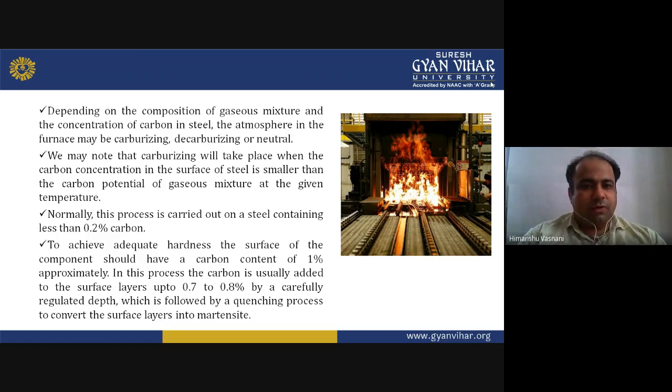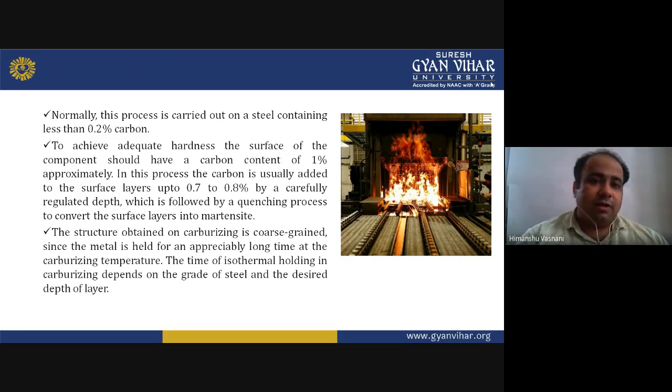To achieve such hardness, the surface of the component should have a carbon content of 1%. The carbon is usually added to the surface layers up to 0.7 to 0.8% by a carefully regulated depth, followed by a quenching process to convert the surface layers into martensite. In this way they go through the whole process, carried out on a steel containing less than 0.2% carbon.